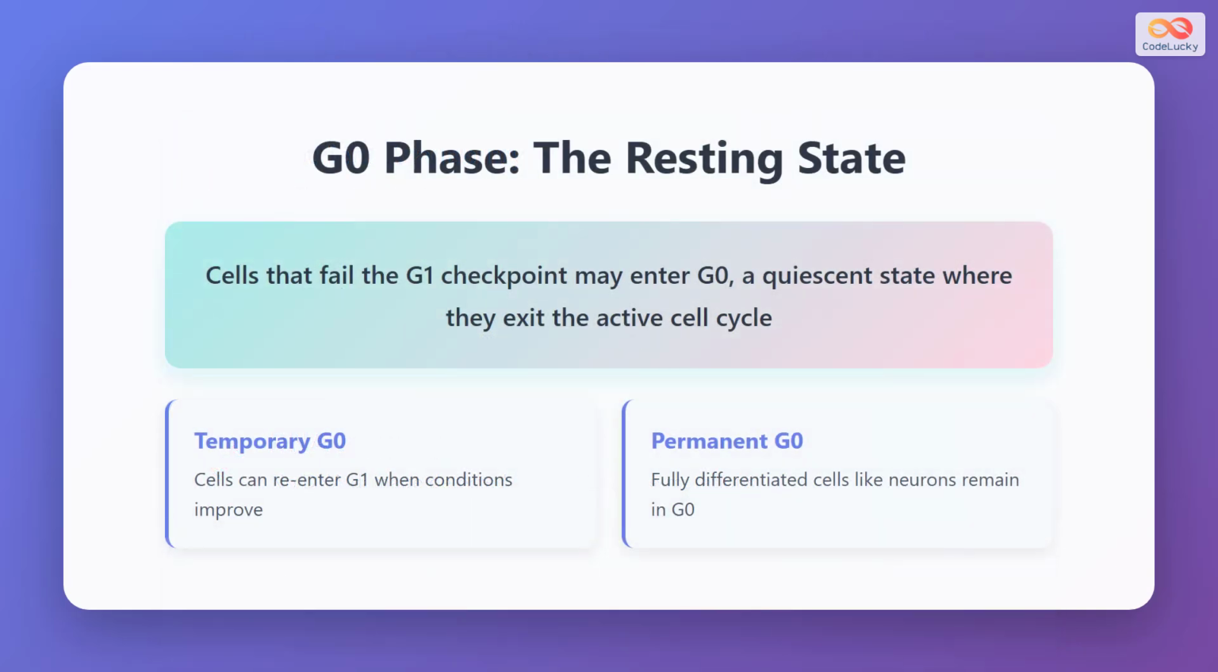When cells fail to pass the G1 checkpoint, they often enter a state called G0 phase, which is a quiescent or resting state where the cell exits the active cell cycle. G0 is actually quite common and serves important functions. Some cells enter temporary G0, meaning they can re-enter G1 phase and resume the cell cycle when conditions improve, such as when nutrients become available again. Other cells enter permanent G0, where they remain for the rest of their lifespan. Fully differentiated cells like neurons and muscle cells typically exist in permanent G0 because they have specialized functions that don't require further division.